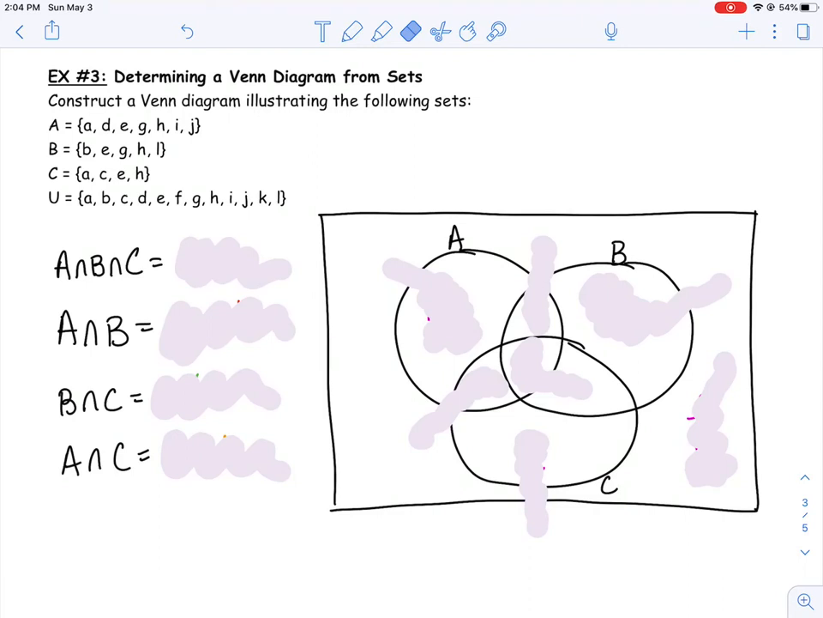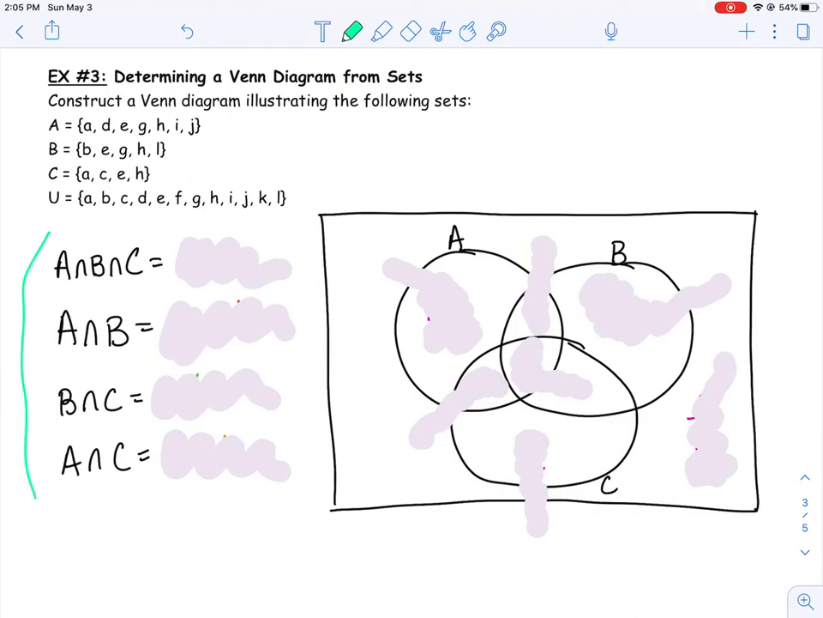Let's try it. So we have a set A, we have set B, we have set C, and then we have our universal set. Would you be able to place all of the correct elements in each little part of our Venn diagram? So I started with a rectangle, our universal set. I have our three subsets, A, B, and C.